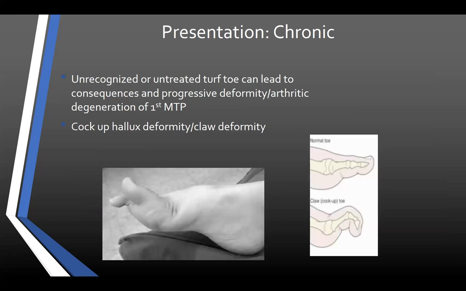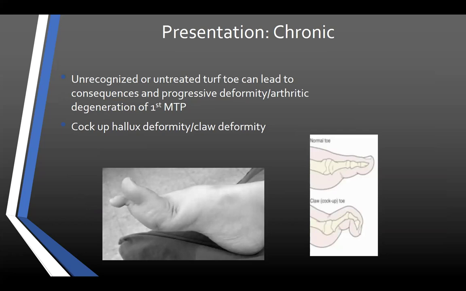One thing that we're going to note is the presentation of a chronic turf toe. Chronic turf toe often presents as injuries that patients may have sustained earlier, but they were missed or not really treated. But this, in a way, is an entirely separate problem, which we're not really going to go into in the confines of this talk.